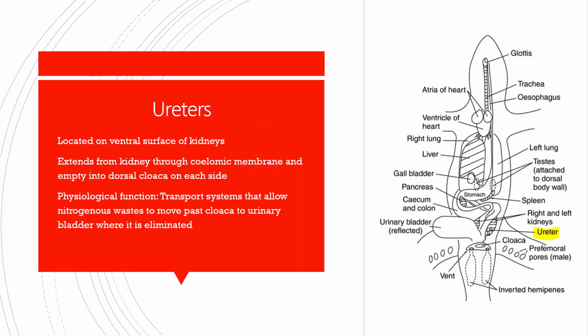And when we talk about ureters, we can see here on the right side photo that the ureter is highlighted. The ureter is located on the ventral surface of the kidneys. It extends from the kidneys through the coelomic membrane and empties into the dorsal cloaca on each side. Its physiological function is to transport nitrogenous waste past the cloaca to the urinary bladder, where it is eliminated.